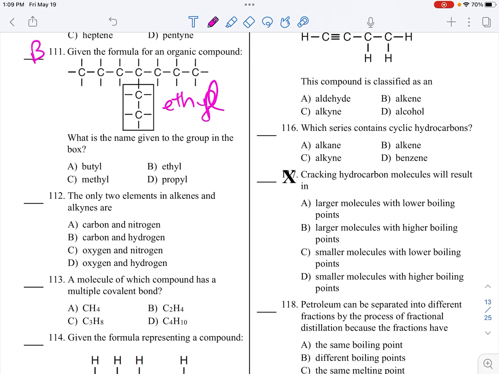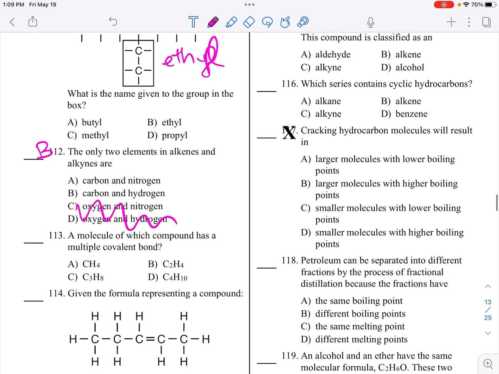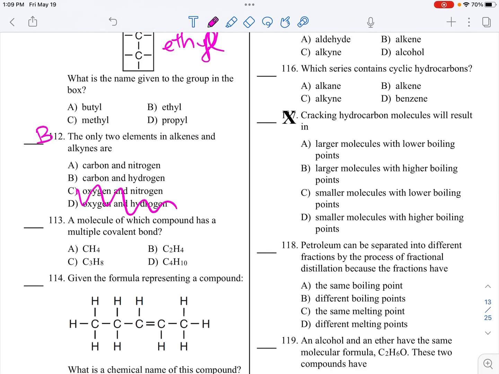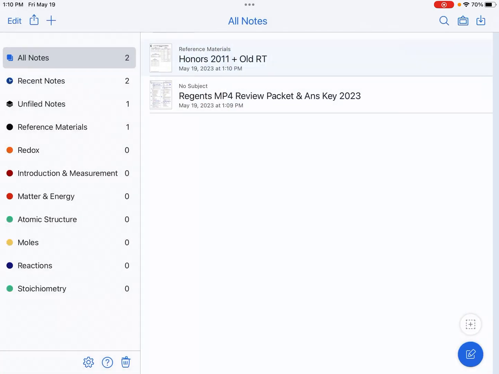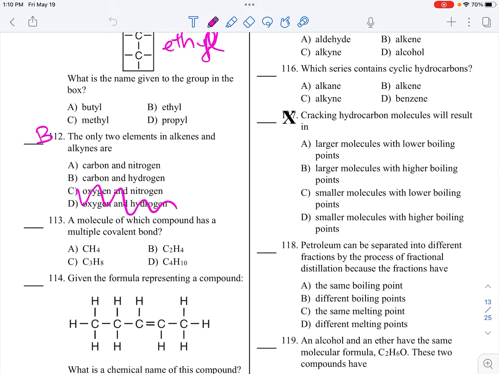The 2 elements in alkenes and alkynes. Well, these are organic, so we have to have carbon and hydrogen. These are called hydrocarbons. A molecule of which has a multiple covalent bond. So if you go to table Q, you'll see the multiple bonds are either CnH2n, which is double, or you double and subtract 2. These are saturated single bonds. So either double them or double them and subtract 2. Or you could just draw them. CH4, nope. C2H4. You know what? I don't need to draw this because this has double the hydrogens as carbons. So there you have it.